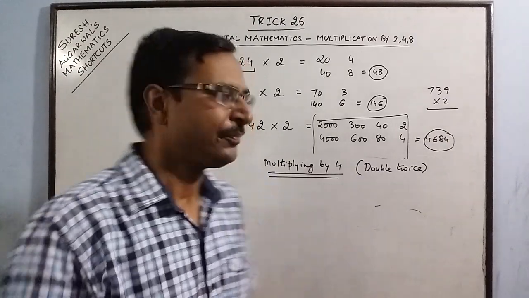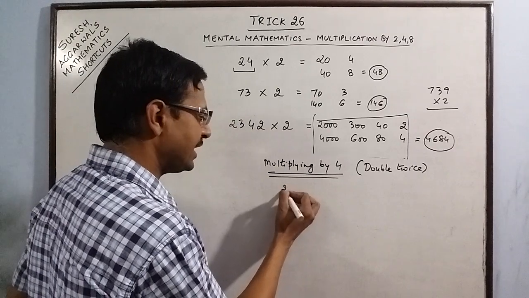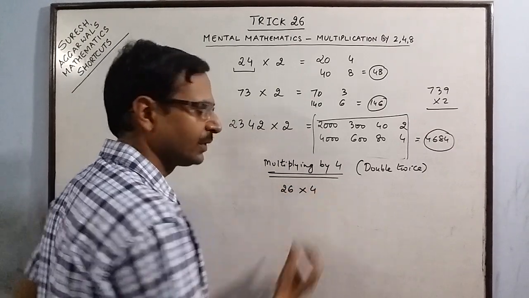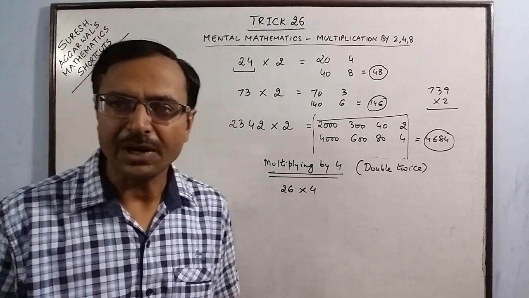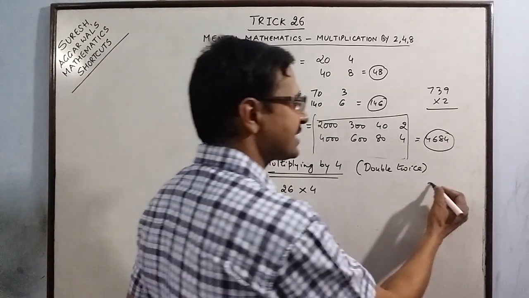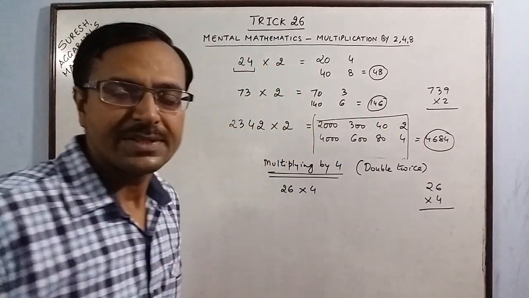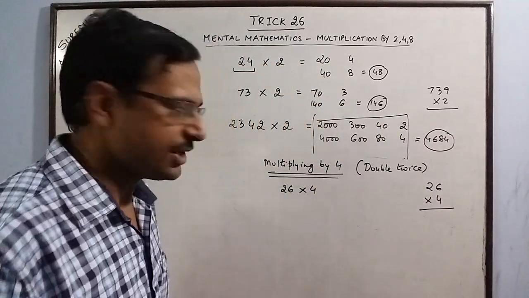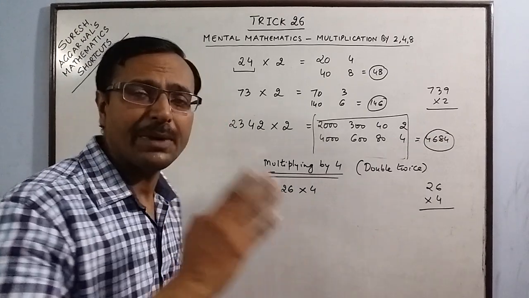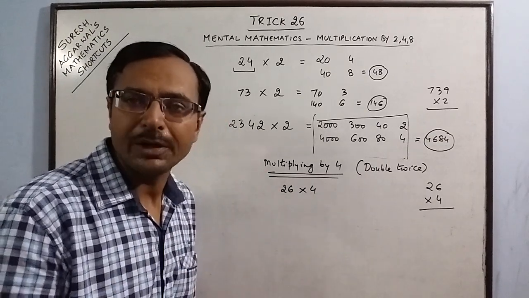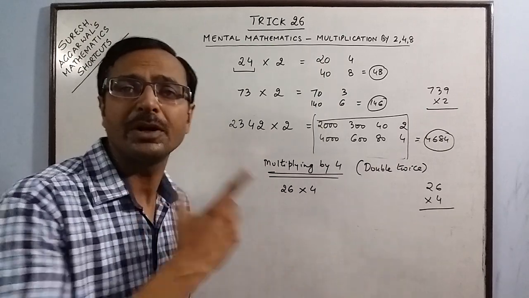I'll give you an example of multiplying 26 by 4. Small children, when they are given this calculation, start off with the traditional method: they write 26 like this and put a multiplication sign, then carry on the single digit multiplication and subsequent addition. Now when you have to multiply by 4, do not multiply by 4, just tell yourself that you have to double the number twice.